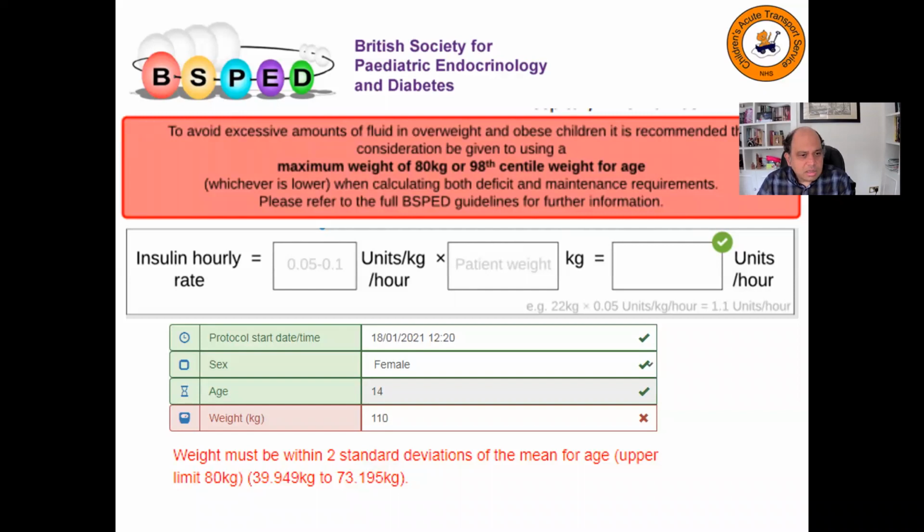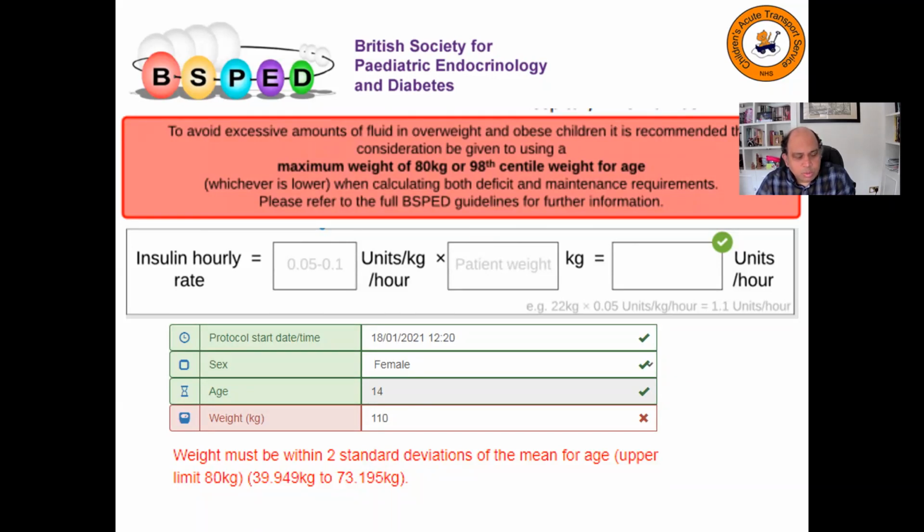And that is currently what the BSPED calculator allows you to do, which is that if you put in the weight of 110 kilos, for example, you would be asked to limit it to 80 kilos. So that kind of gets around the problem sometimes that we have of very big patients, particularly aged 16 to 18, being given a lot of fluid and probably a lot of insulin if you calculate on the basis of their actual body weight.